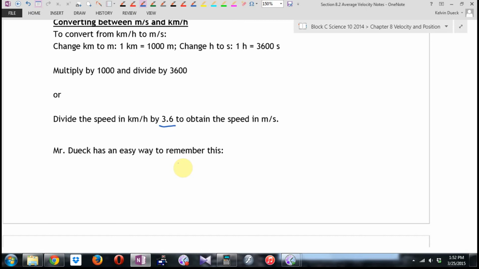If I said to you, convert 100 kilometers per hour to meters per second, my students almost always remember it's something to do with 3.6, but they can't remember whether you multiply or divide. Suppose you multiplied. Suppose that was correct. What is 100 times 3.6 in your head? If that was right, when you're on the freeway, you're going 360 meters every second.